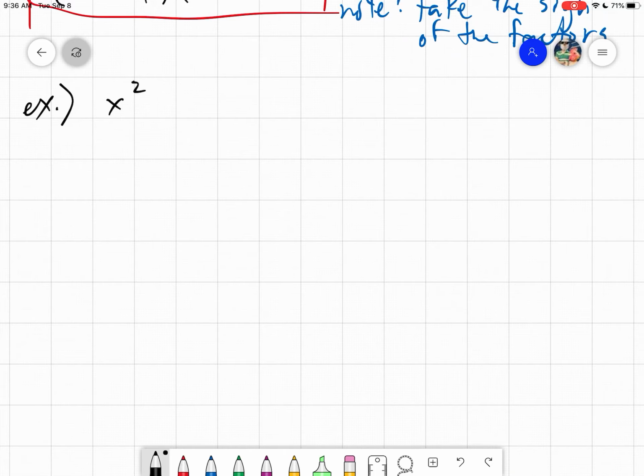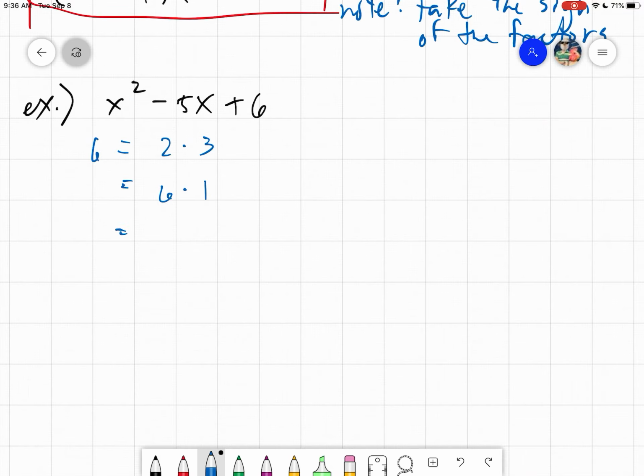Say we have x squared minus 5x plus 6. First thing we need to do is look for the factors of 6. Again, you are looking for the factors of 6. And take note, the factors of 6 are simply 2 times 3.